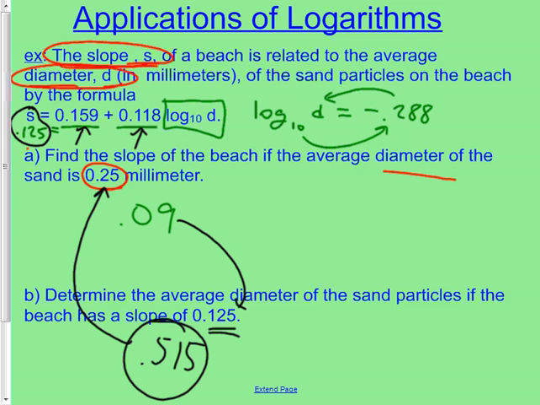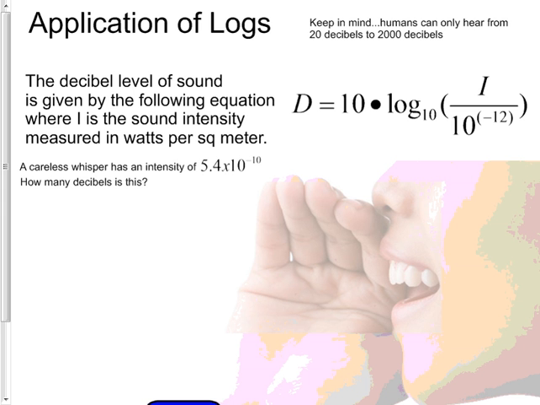Okay. Another application of logs. I was trying to look for good ones, and I found this. It's about decibels. Basically, whispering has an intensity of 5.4 times 10 to the negative 10th. That's an incredibly quiet noise that you can barely hear. It's kind of an interesting thought. People have been talking about being able to hear things that other people can't hear.